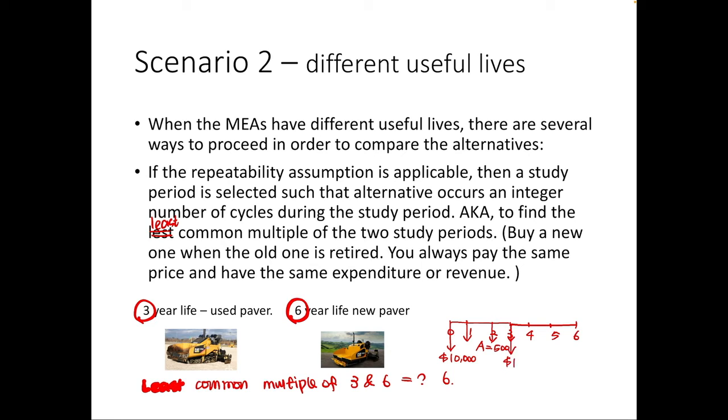So at the end of the 3rd year you're going to pay another 10,000 for the same type of paver, and of course it will cost maintenance of 500 every year. So you see, you're repeating the pattern of this life cycle one more time, so that you can extend the 3 years to 6 years, and then you can compare this with the new paver.